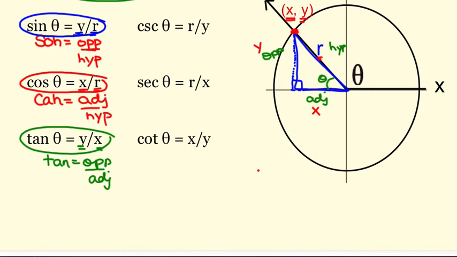To find the next 3, you just take the reciprocal. The reciprocal of sine, cosecant, is r over y. The secant, the reciprocal of cosine, is r over x. And then the cotangent is the reciprocal of tangent, which is x over y.